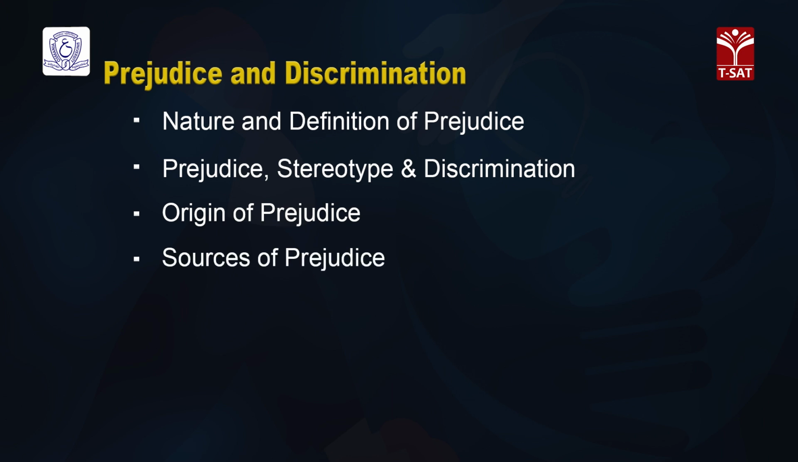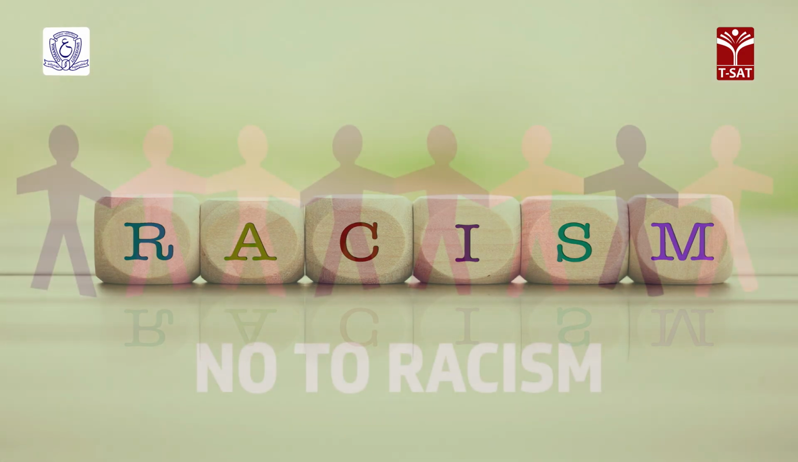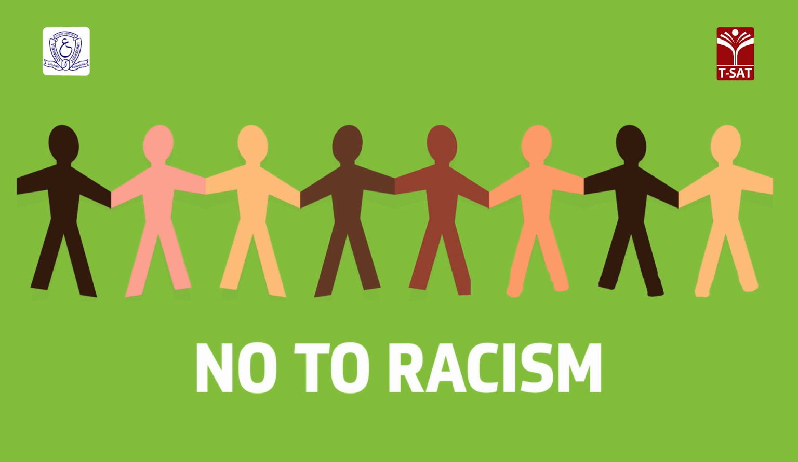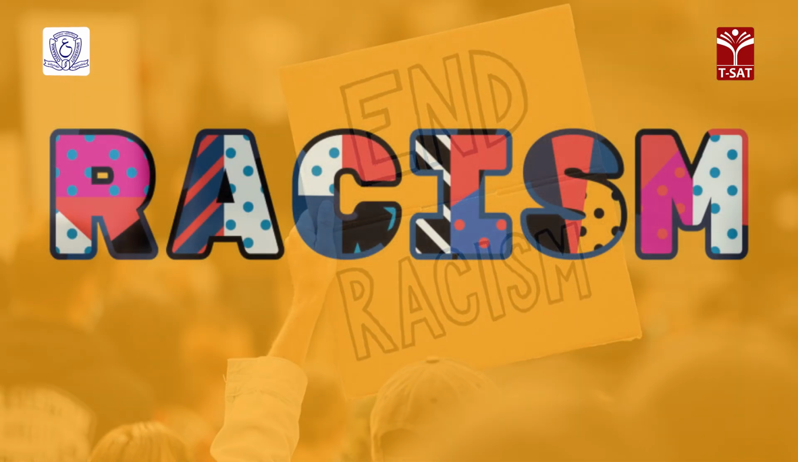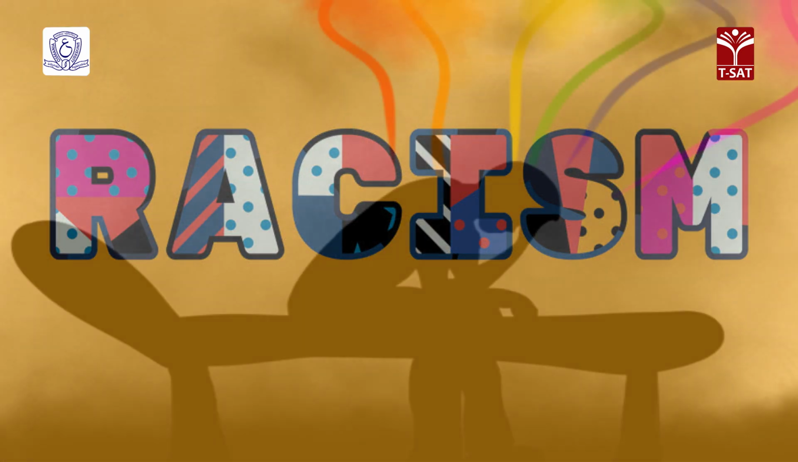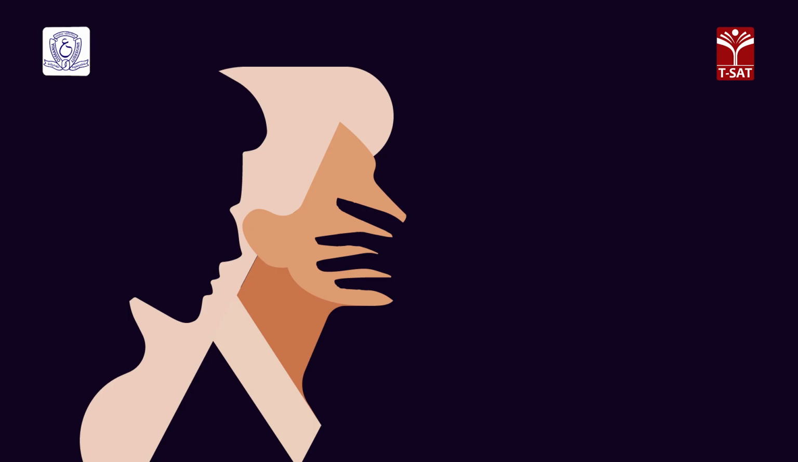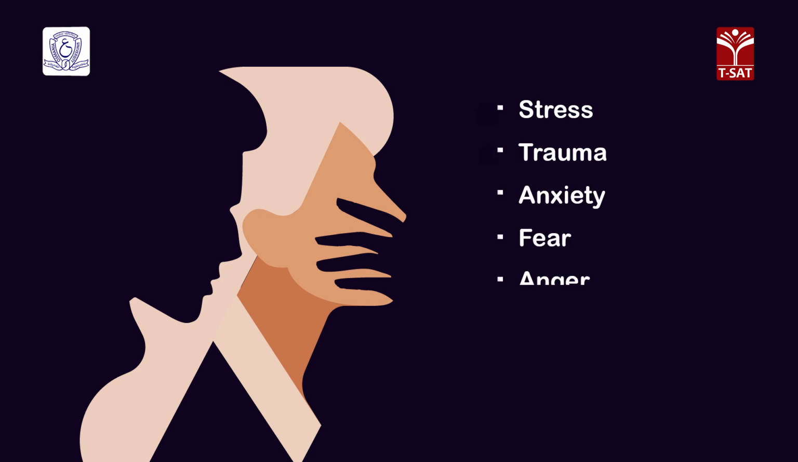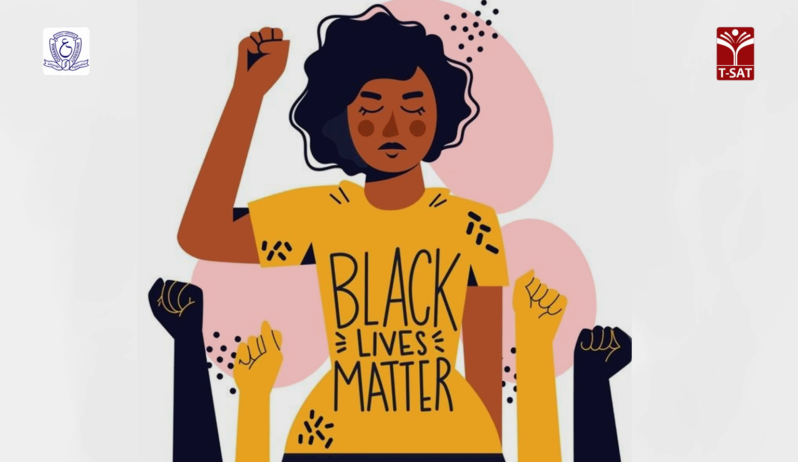Now we will look at sources of prejudice, and one of the sources is racism. Racism is a dominant source when it comes to prejudice. It is a view that one particular race is greater than the other and that the features are fixed and unique. Racism-related psychological injuries have been shown to increase stress, trauma, anxiety, fear, anger, depression, while reducing overall quality of life for African Americans.